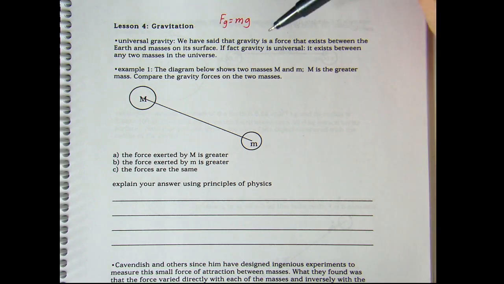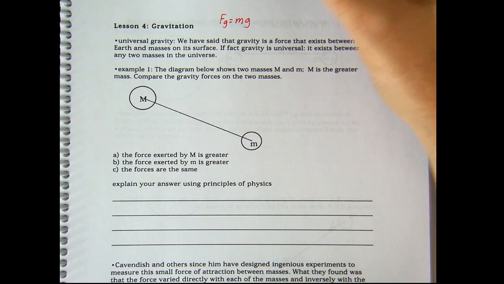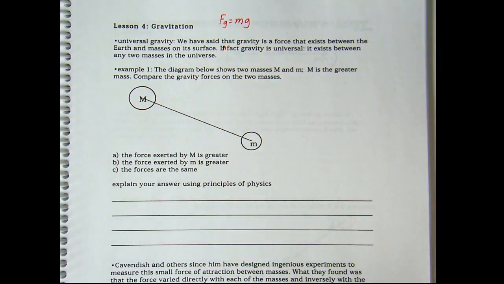And we've said that gravity is a force that exists between Earth and masses on its surface. Actually, I should say, in fact, gravity is universal. It exists between any two masses in the universe. So it's not just our planet and things on it. You've got gravity acting between the Earth and the Moon. You've got gravity acting between the Sun and everything that orbits the Sun.